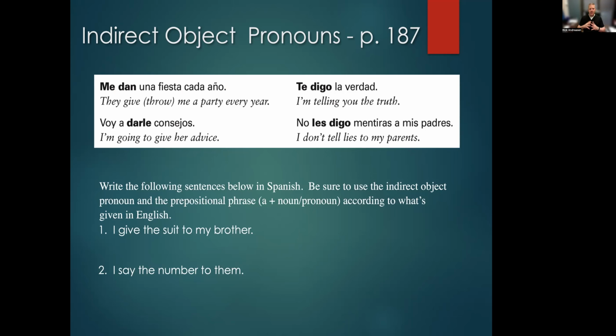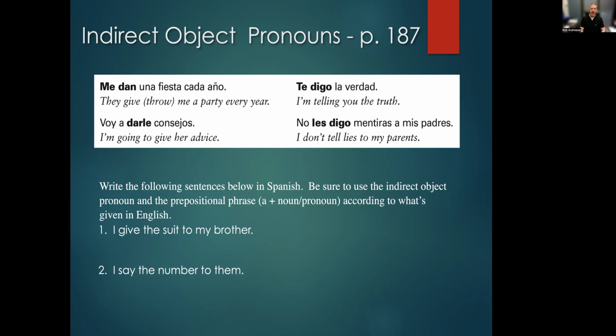Okay, so take a second and just look through these first two examples that I have here. I give the suit to my brother, and I say the number to them. I want to make sure you do two things. Use the indirect object pronoun in the sentence, and then clarify it with the appropriate prepositional phrase using the personal a. So we'll just pause for a second, write down, or just think through what those two sentences would be using those two mandatory things, okay?